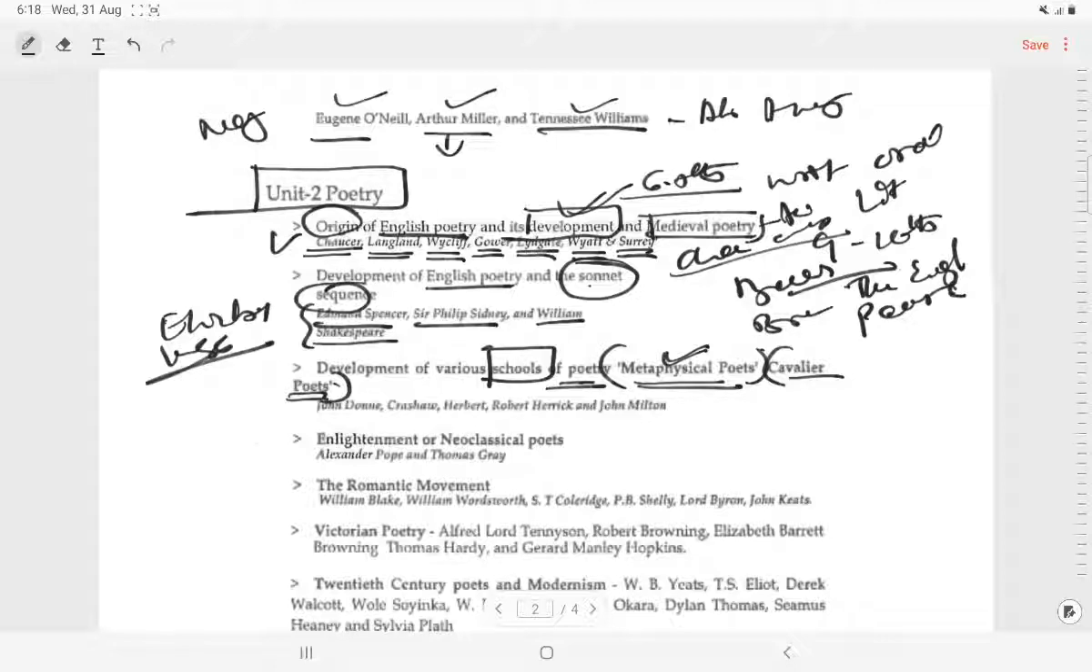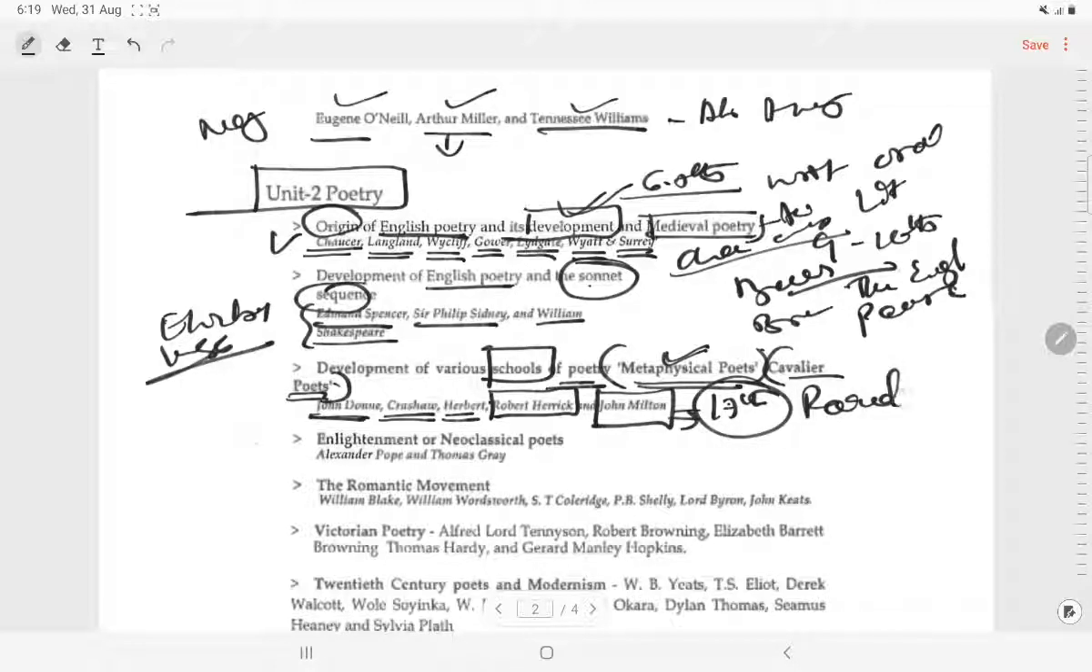So let us see who are the very important poets under metaphysical poets and cavalier poets. The very first one is the metaphysical poet John Donne. Crashaw is also a metaphysical poet. Herbert is also a metaphysical poet. And Robert Herrick falls under both categories, metaphysical poet as well as cavalier poet. There is some controversy behind him also. We will discuss those facts in later videos. And very important, John Milton. He was a late Renaissance poet. He belongs to the mid-17th century. He was famously a blind poet. His famous work is Paradise Lost. He also wrote some sonnets and some minor poems. So all those things we have to study in the context of John Milton.